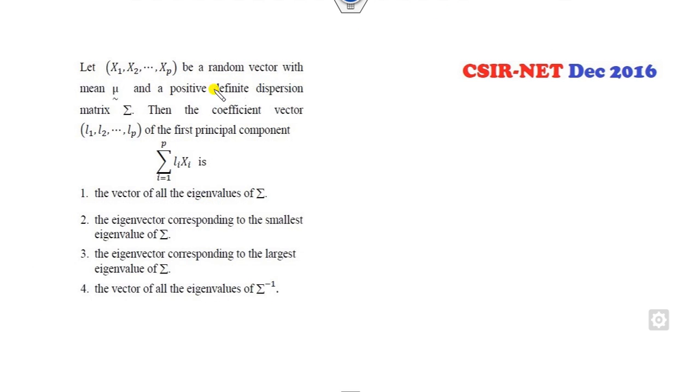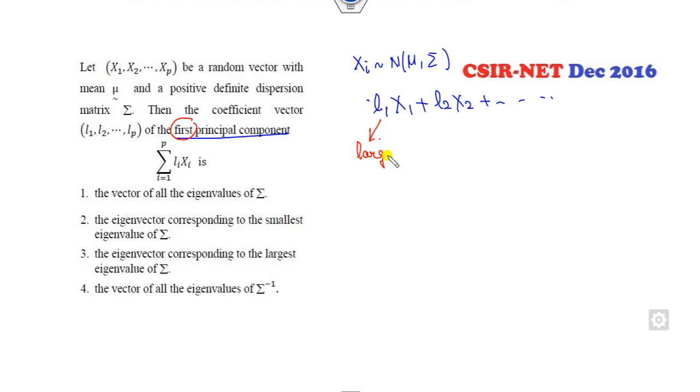If the xi's are normally distributed with mean mu, then what is the meaning of the coefficient vector L1 of the first principal component? Since it corresponds to the first, it means it is the largest eigenvalue. The vector of all eigenvalues: wrong. The eigenvector corresponding to the smallest eigenvalue: wrong. The eigenvector corresponding to the largest eigenvalue: correct. The vector of all the eigenvalues, not all, only the largest eigenvalue.